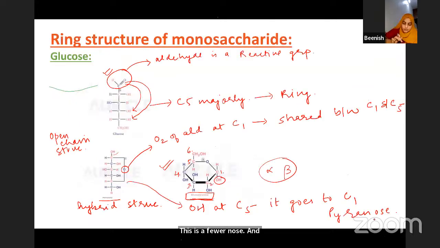And here what was formed? A pyranose was formed. What is pyranose? Your pyranose is a, how many members are there? Count. 1, 2, 3, 4, 5. So it is a 6-membered ring which has 5 carbon and 1 oxygen.